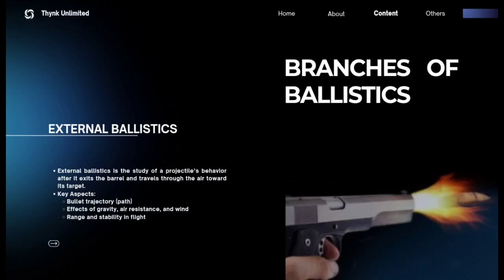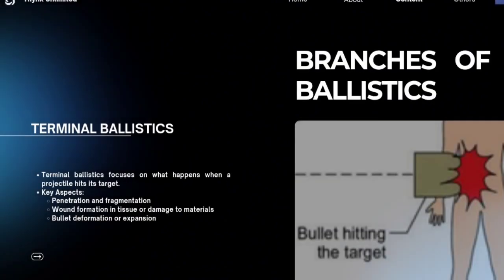External ballistics deals with the flight of the bullet after it leaves the barrel and travels through the air towards the target. Terminal ballistics refers to what happens when the bullet hits the target, such as a body or an object.